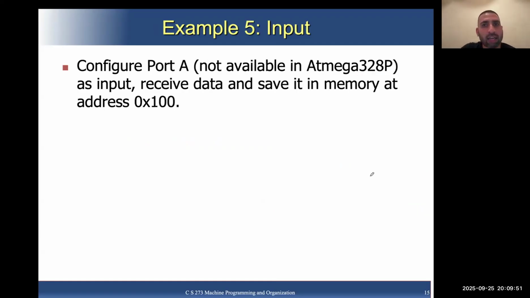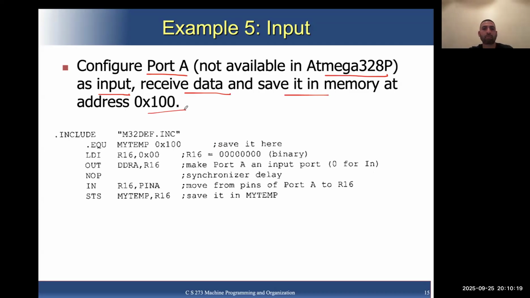Okay, so now let's have an example of input, how we can configure a port in input mode and then read the data from it. We want to configure port A, which is not available in ATmega328P, but it doesn't matter. The approach will be the same. So configure port A as input and then receive the data from that port and save it in memory at address 0x10, right? So let me walk you through the code here.